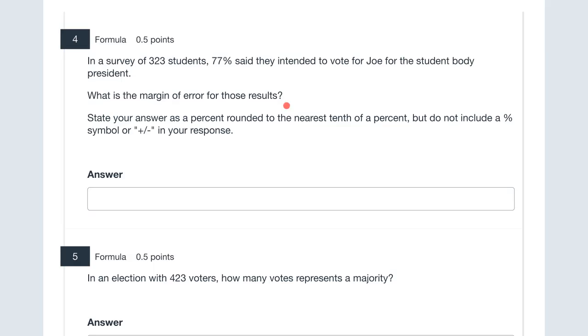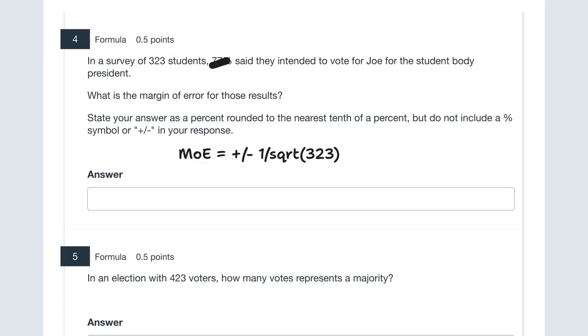In a survey of 323 students, 77% say they intended to vote for Joe. What is the margin of error? When we do the margin of error, we do not need this percentage here that is used when we do the support bands. So in this case, the margin of error is going to be plus or minus 1 divided by the square root of 323.